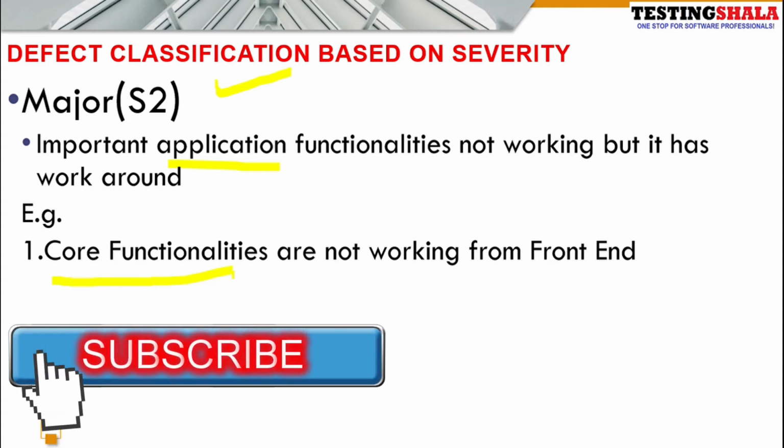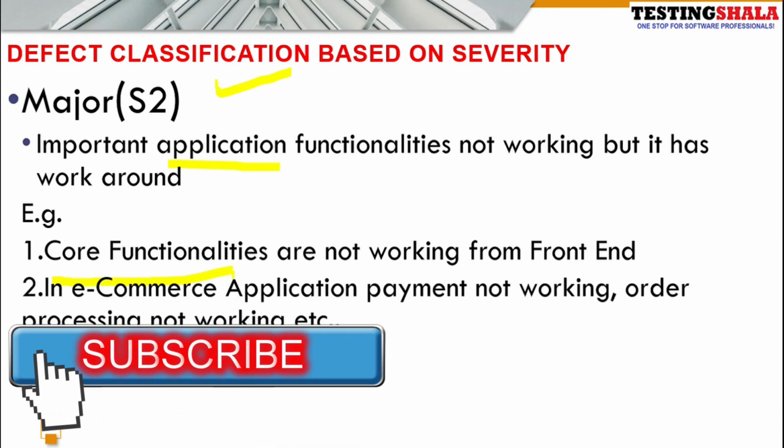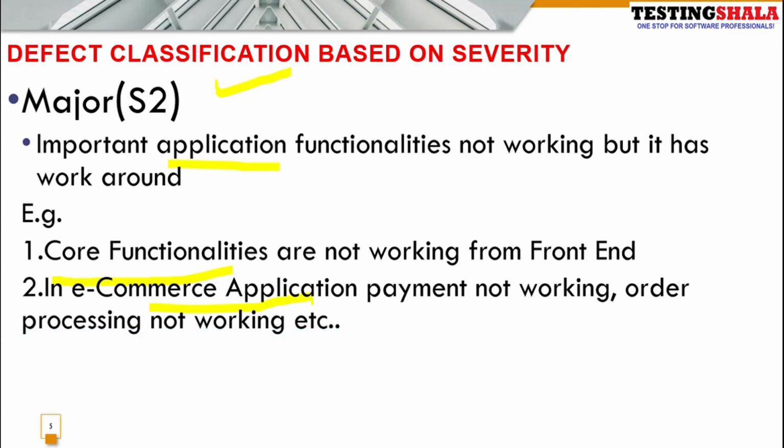Second example here is in the e-commerce application, payment gateways are not working or order processing is not working. But again, we have a workaround here. If something can be done at the back end or we can work it out in a different format, and some of these functionalities still work, then we will log those defects under major severity.